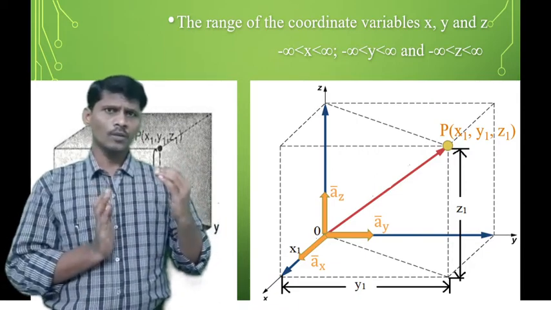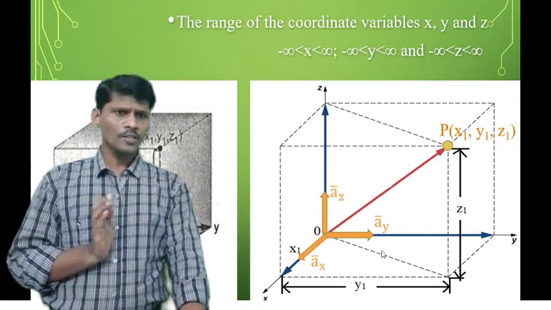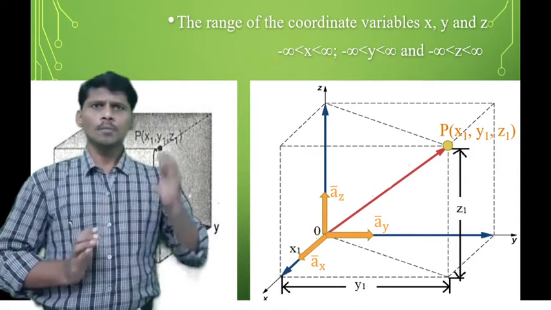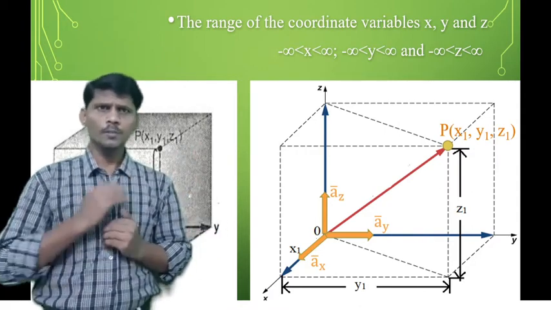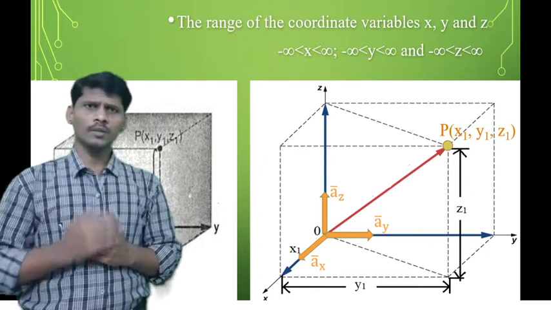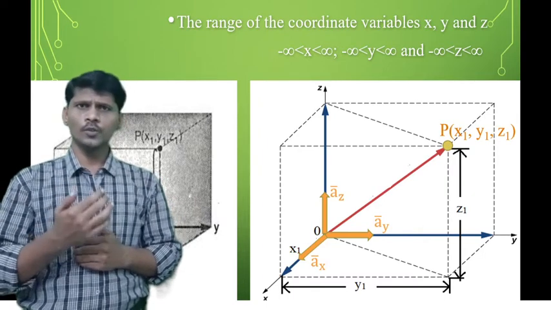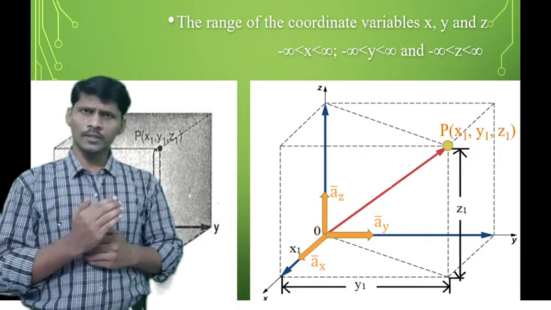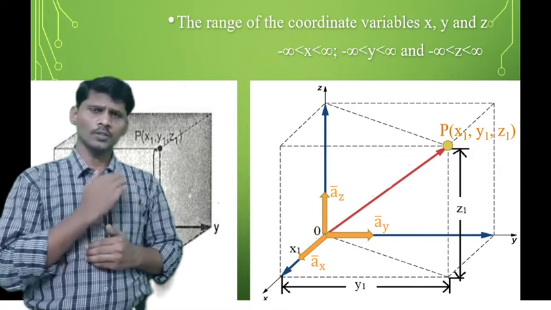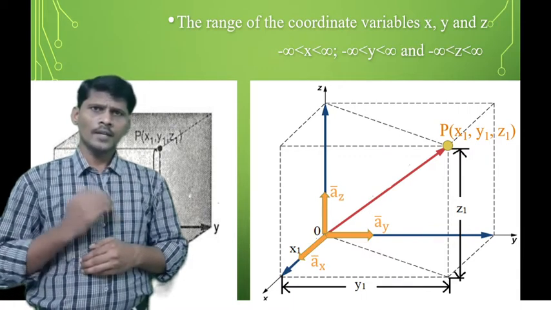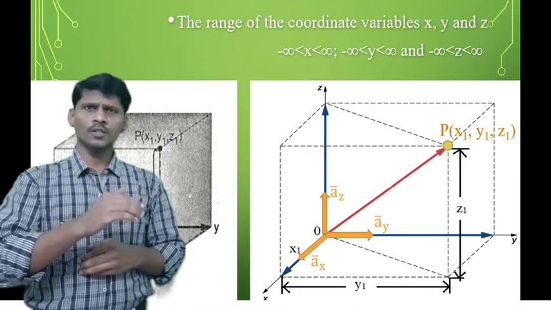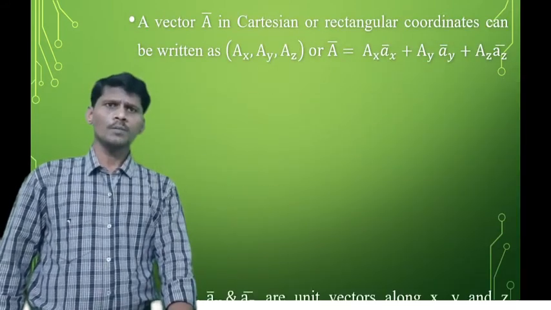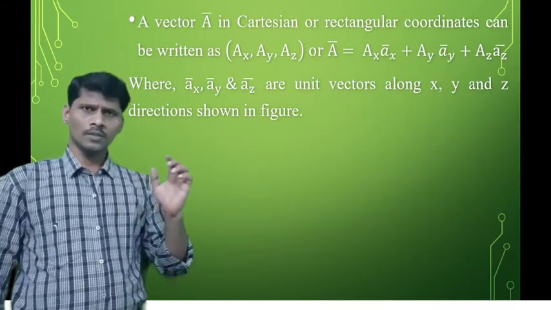So OP bar is equal to moving from origin to point P. So OP bar is equal to point P minus point O. What is the point P? x1, y1, z1. And what is the origin coordinate point? 0, 0, 0. So that is x1, y1, z1 minus 0, 0, 0, that is x1 minus 0, y1 minus 0, z1 minus 0. Therefore, the position vector or the distance vector OP bar is equal to x1, y1, z1.